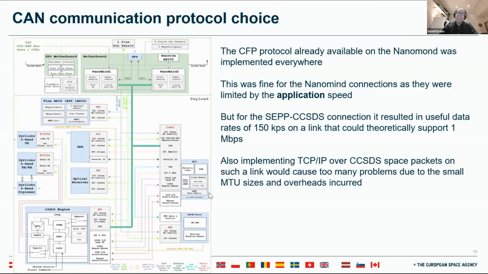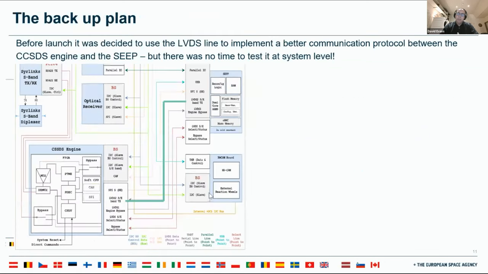this was not ideal. And the other thing that we wanted to do was implement TCP/IP over the space packets. Except what we found on such a link was that the MTU sizes were too small and the overheads would be too much. So it's theoretically possible, but completely not a good idea. So we needed a backup plan.